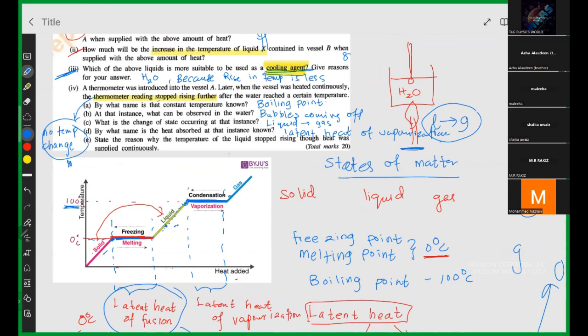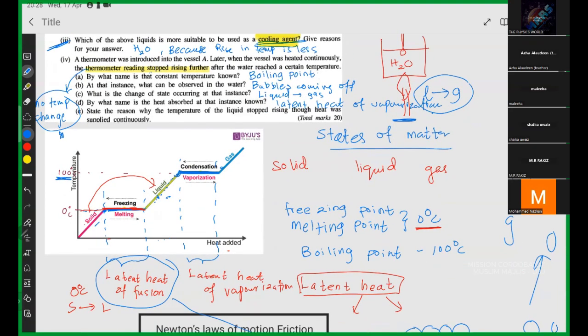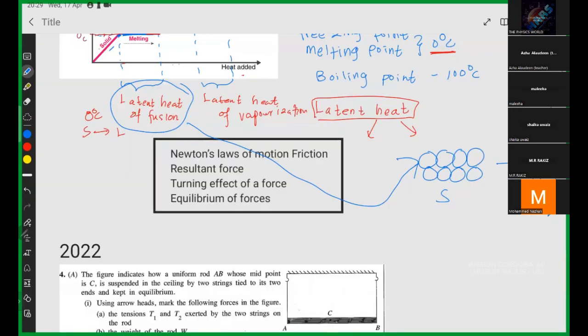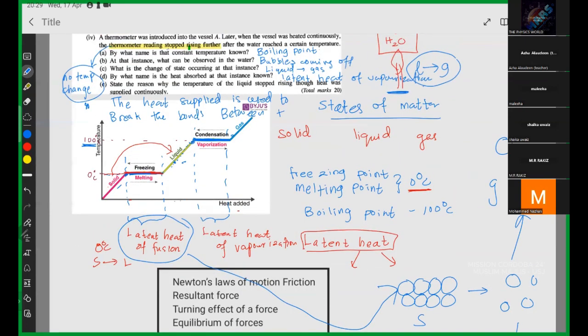So what must be the answer for this question? State the reason why the temperature of the liquid stopped rising, though the heat was supplied continuously. The heat supplied is used to break the bonds between the atoms.